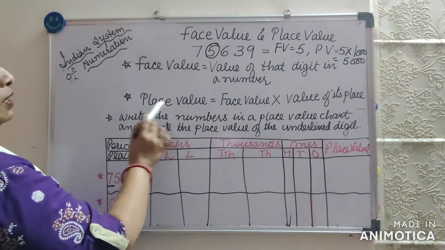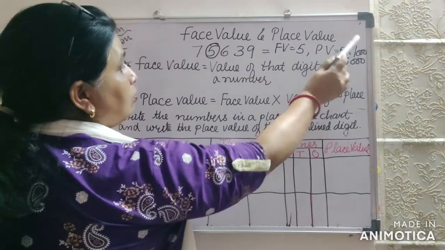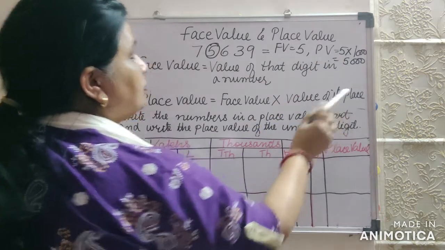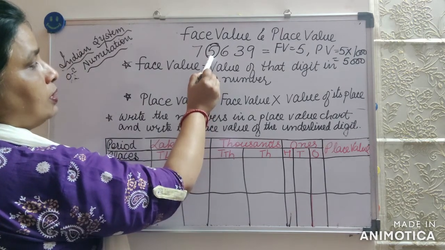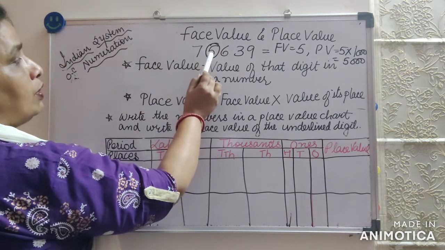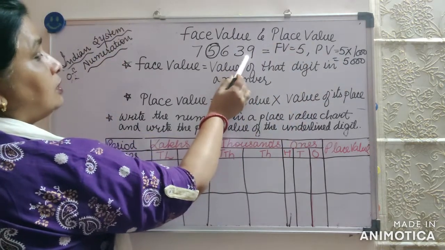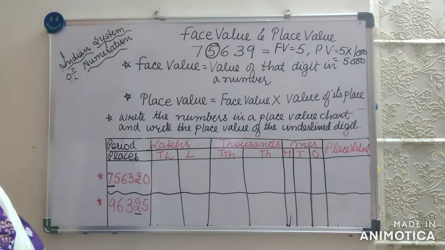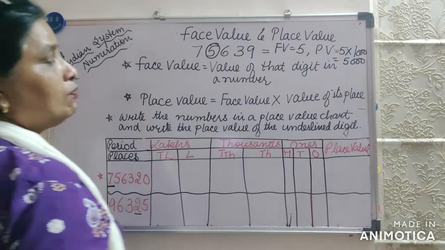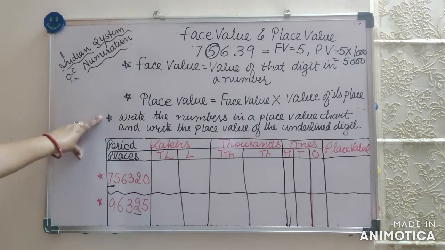Now the next is place value. Place value means face value into value of its place. Suppose here you will have to find out the place value of 5. So what is the face value of 5? 5. And you will multiply it by the place of that digit, that is 1000. So its place value will be 5,000. Right? In the same way we will do these sums.